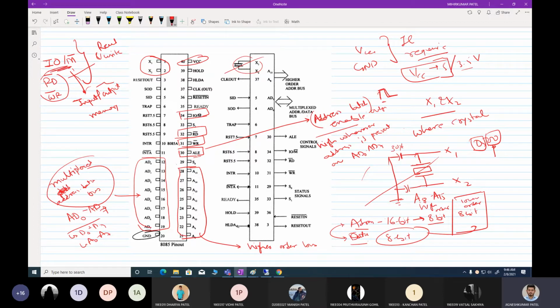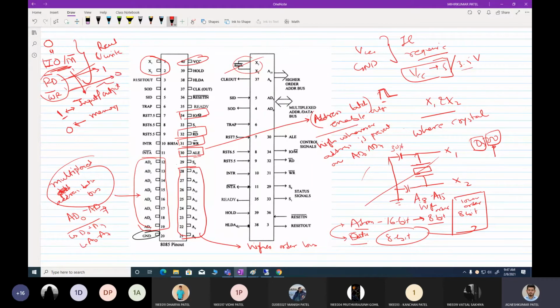If you want to read a program or some data, then IOM bar will go low. So whenever you are performing some operation on memory, at that time this signal will be 0, and whenever you are performing a read operation on the input or a write operation on the output, at that time your IOM bar will go high. For memory it would be 0, and for input output it will be 1. Now, if you have 1 on IOM bar, 1 on RD bar and 0 on WR bar, that means we are going to perform a write operation.